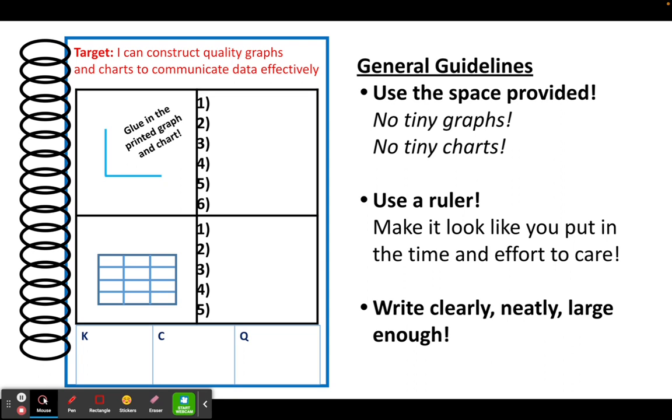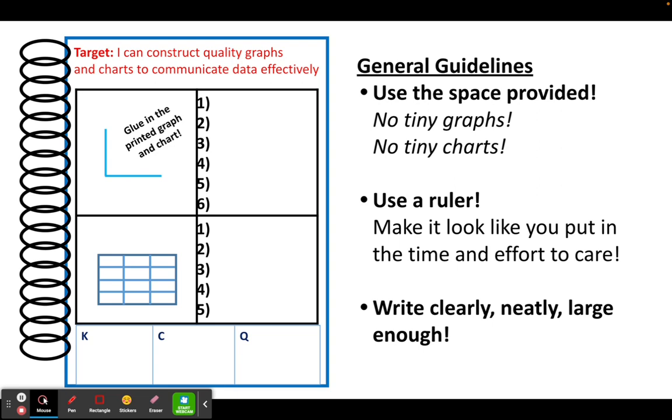So when you're doing your graph, you want your x-axis to go all the way across, and your y-axis to go all the way to the top, so you're using all of that space. That way your graph looks nice. If your graph is too small, it's not going to look good. Same with tables. Try to use as much space as you can.